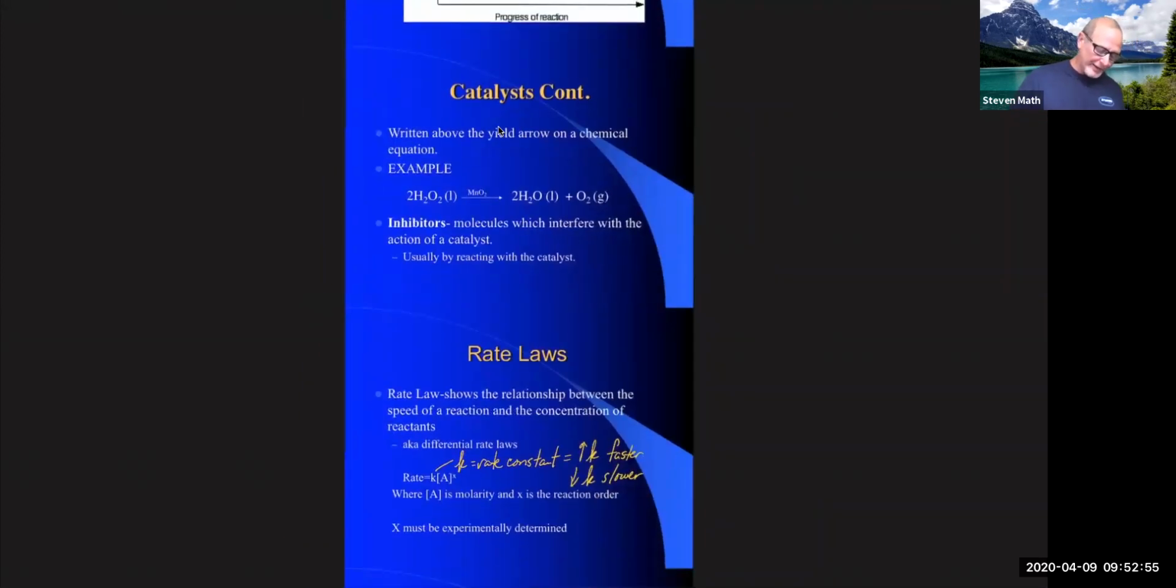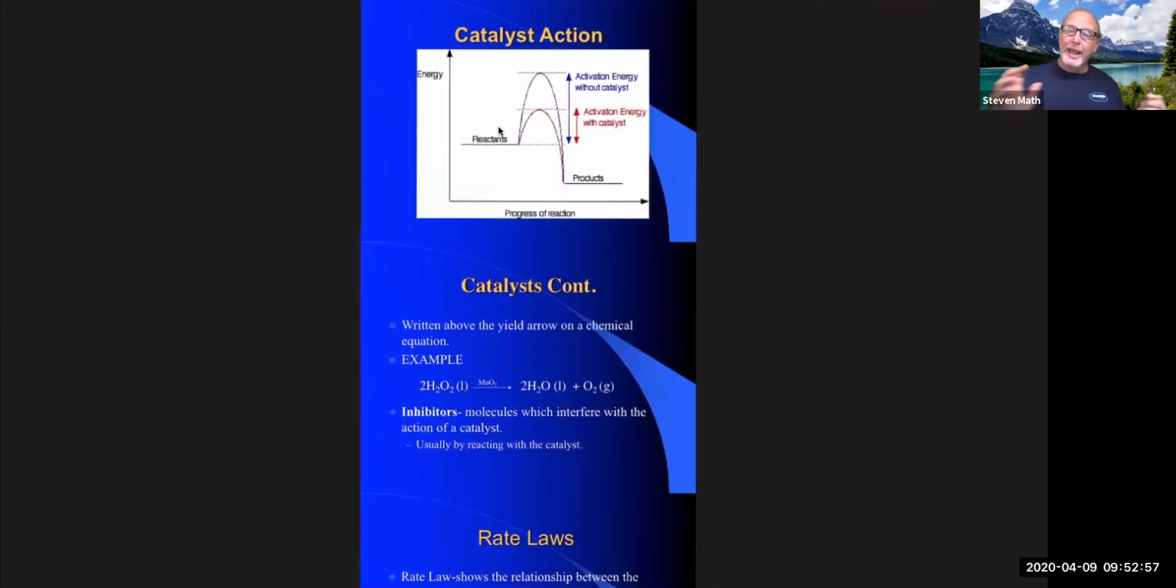Okay, we've already talked about catalysts and catalyzed pathways. We've talked about inhibitors. And I think that gets us through our intro of this reaction, that this is going to help us with the basics of reaction rates, why things go the speed they go.